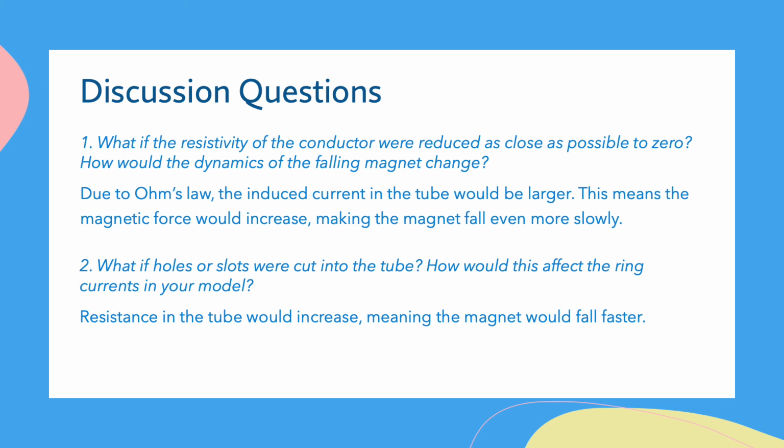2. What if holes or slots were cut in the tube? How would this affect the ring currents in your model? Resistance in the falling tube would increase, meaning the magnet would fall faster.